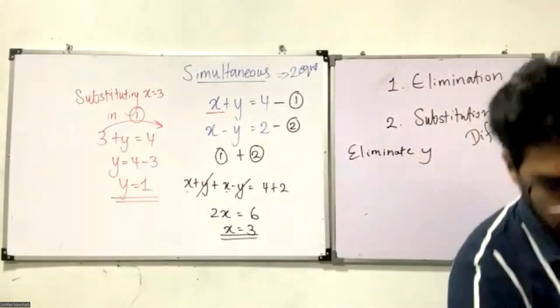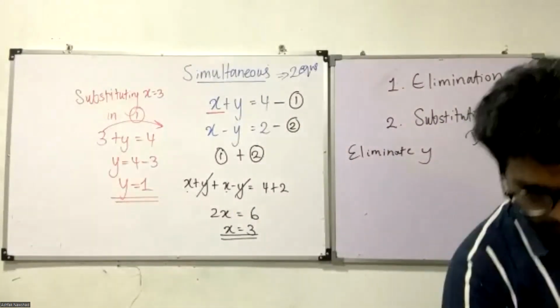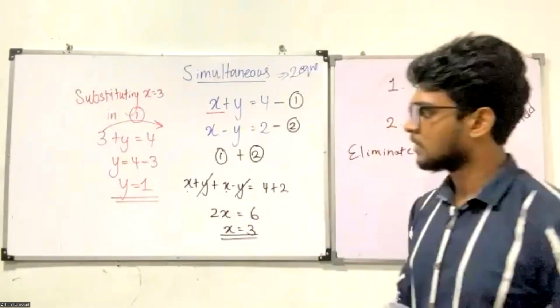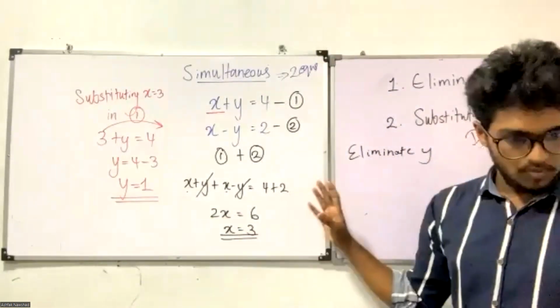Correct? I got some questions. I'll answer them. Give me a minute. Correct? x is 3 and y is 1. So the answers are obtained.